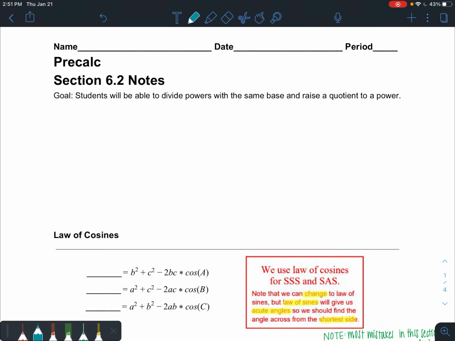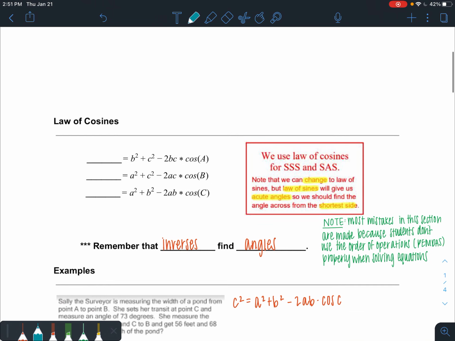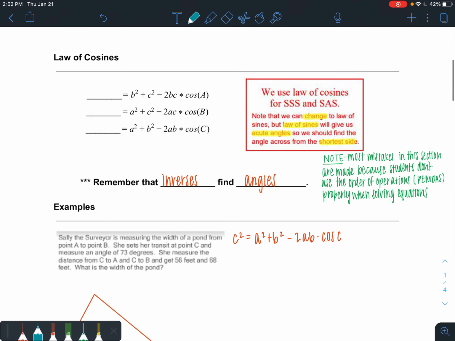Today we are talking about the law of cosines. So here's the law of cosines, and we want to use the law of cosines for side, side, side, and side angle side. So if I have a triangle, we have side, side, side, or side angle side. Those are the two scenarios in which we would use the law of cosines.